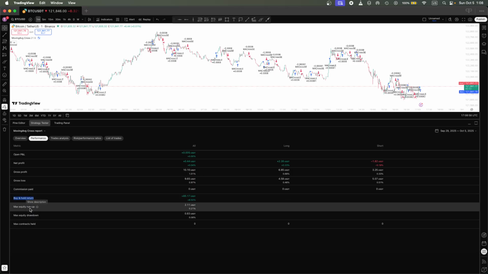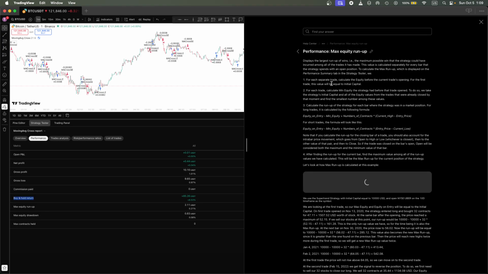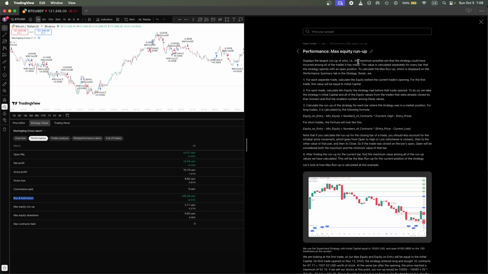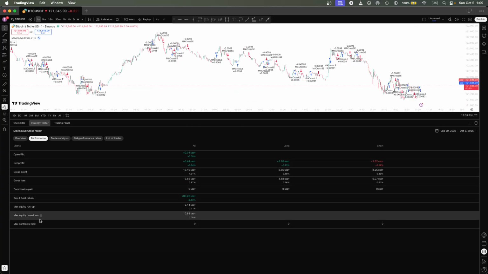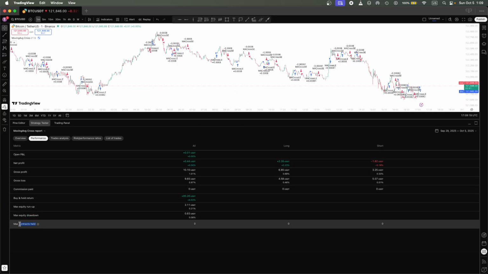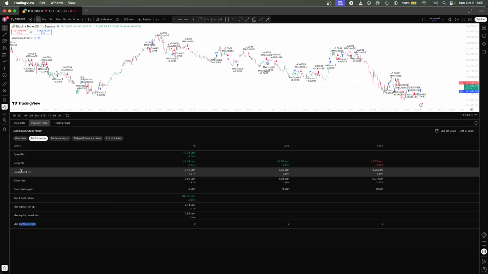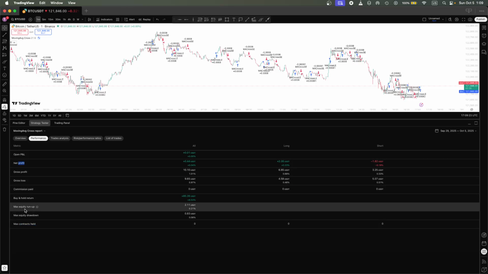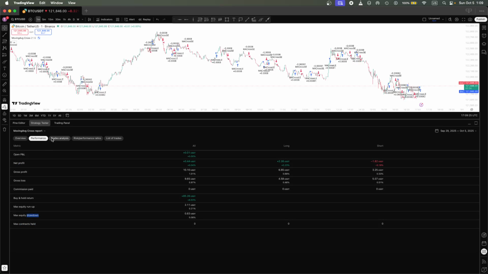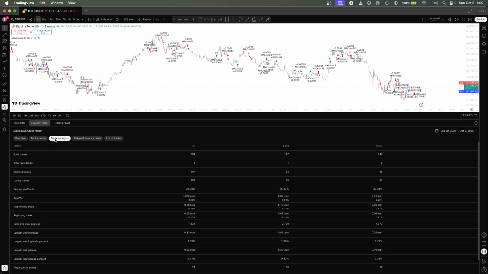Max equity run up. This one basically says the maximum possible win that the strategy could have incurred among all the trades it has made. Okay, and the next one is max equity drawdown, and then max contracts held. The most important things we want to see are the net profit and also the drawdown. Okay, so the next one is trade analysis.